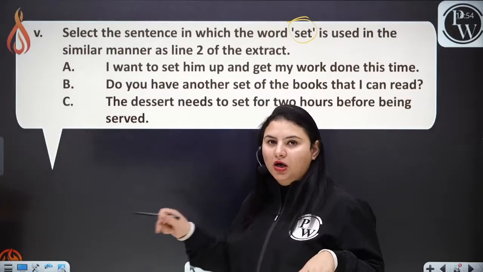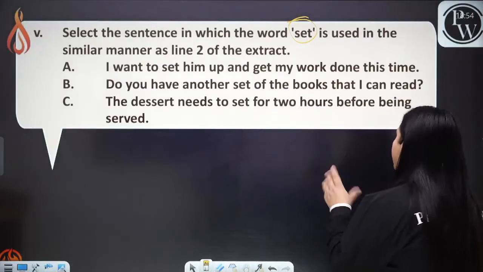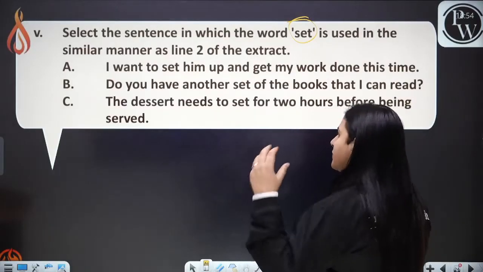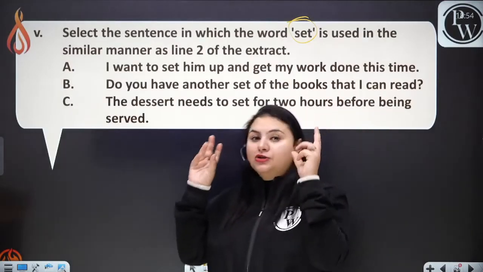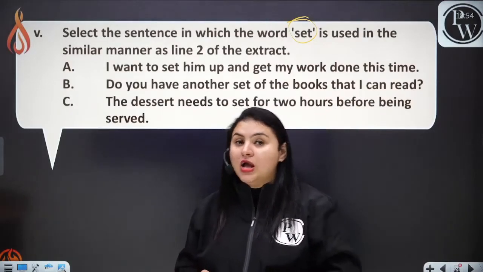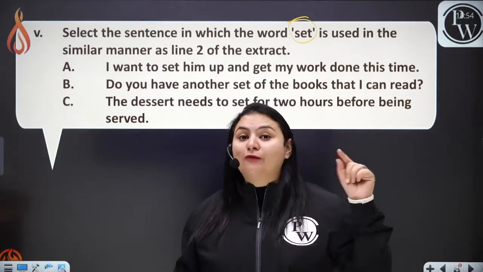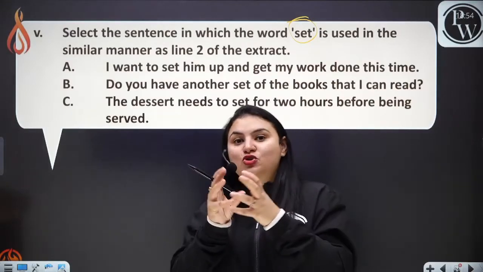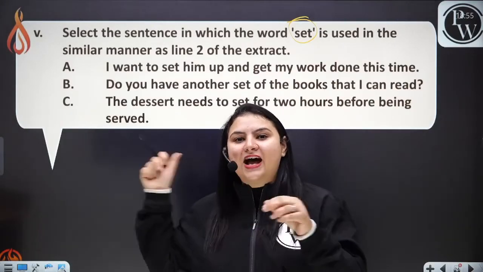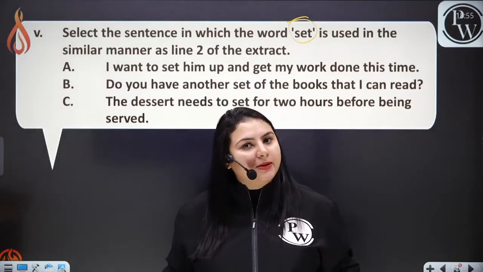I want to set him up and get my work done this time. It means that I'm going to fight with him, I'm going to set him right. The second one says, do you have another set of the books that I can read? And, the dessert needs to be set for 2 hours before being served. So 3 options have been given to you, and these options have different meanings of set. You have to choose the sentence which shows the similar meaning as it has in this paragraph. I hope that you will be able to solve it.